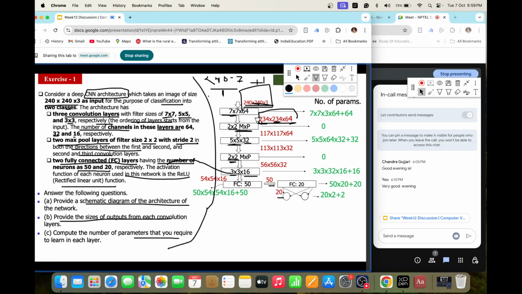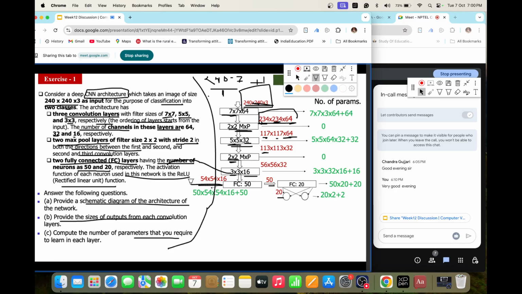So how you can do it? 234 minus 0 divided by 2, that is 117. So 117 into 117, and the number of channels will remain the same. And after that you have to do this, so very easy, again 117 minus 5 plus 1 divided by 1 plus 1, that will give you 113, and similarly you can calculate all the dimensions.